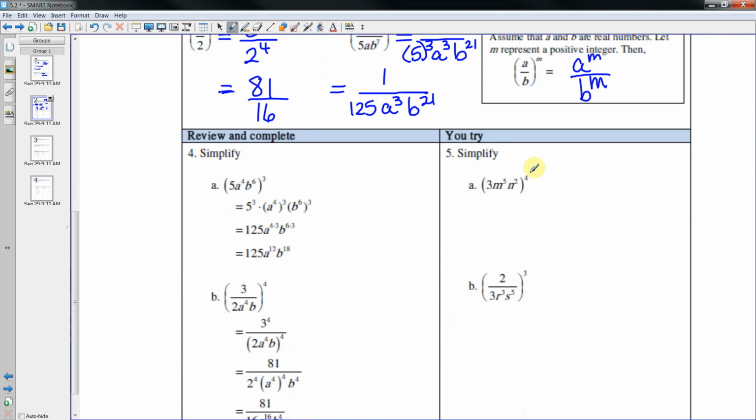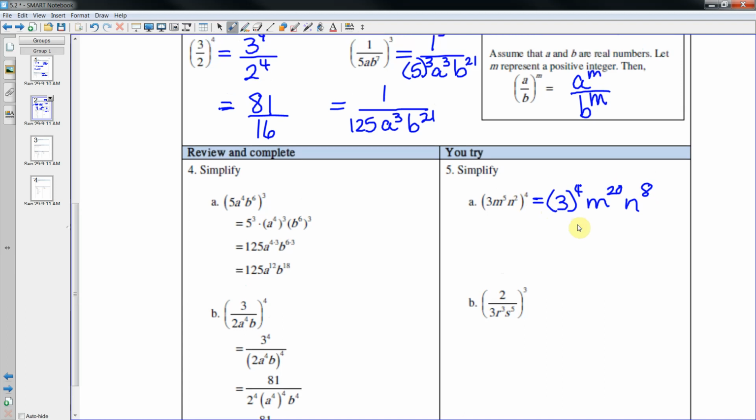Okay, let's do these two examples at the bottom. They look kind of hard, but they're not really hard if you just take them a chunk at a time. So 3 to the 4th, m to the 5 times 4 would be 20, n to the 2 times 4 would be 8. So 3 to the 4th power, we just did above and got 81, m to the 20th, n to the 8th. Be sure you multiply your exponents when you have power to a power.